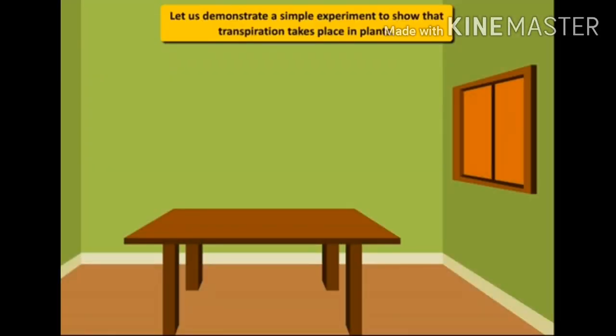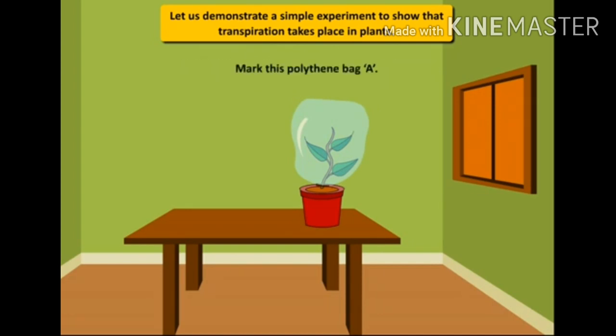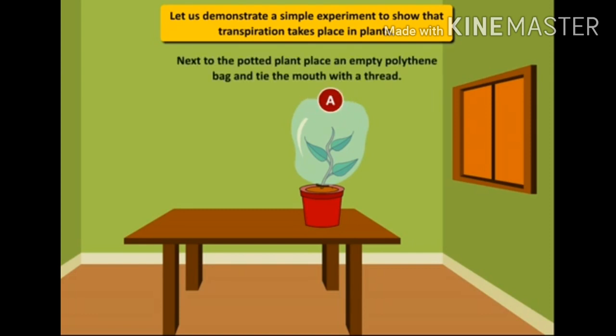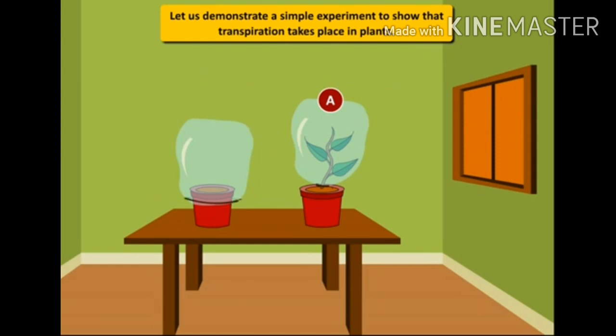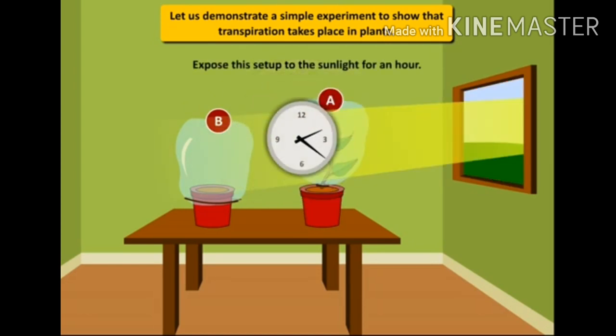Let us demonstrate a simple experiment to show that transpiration takes place in plants. Take a medium-sized potted plant. Cover it with a polythene bag and tie its mouth at the base of the stem with thread. Mark this polythene bag A. Next to the potted plant, place an empty polythene bag and tie the mouth with a thread. Mark this polythene bag B. Expose this setup to the sunlight for an hour.